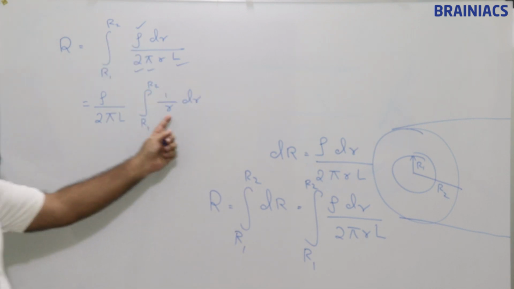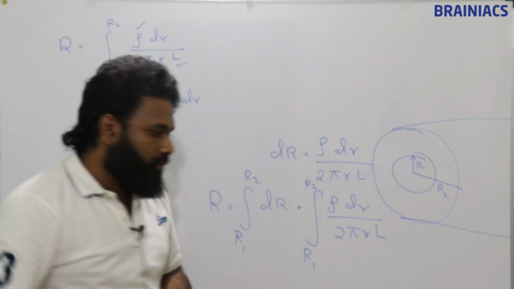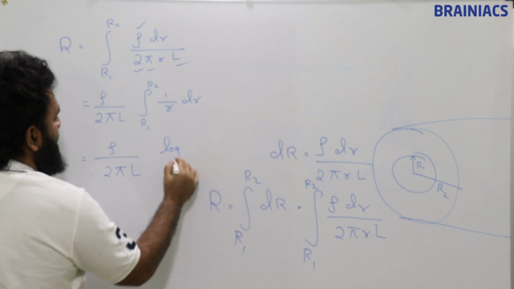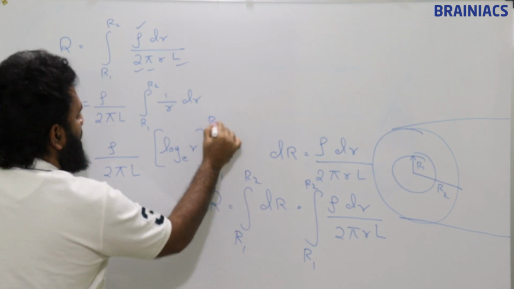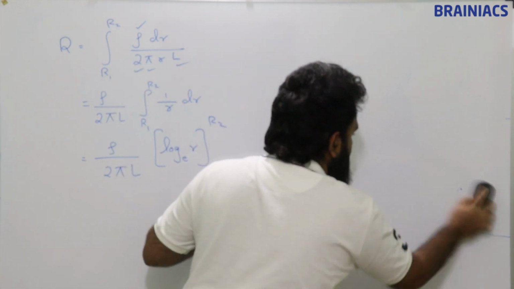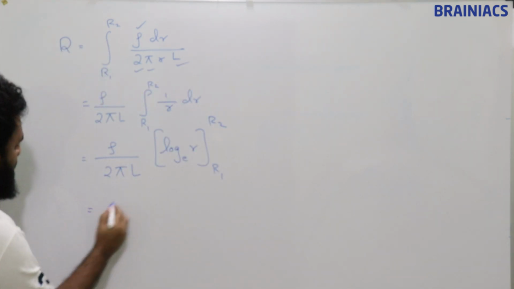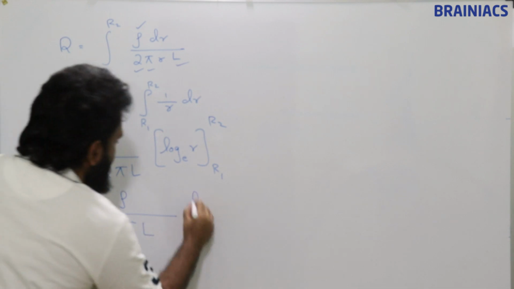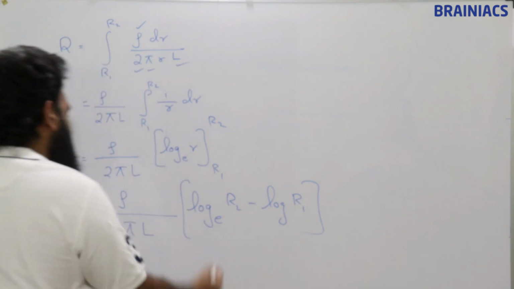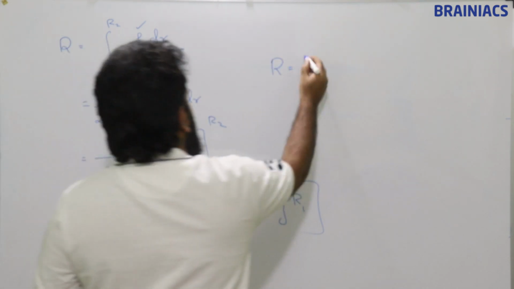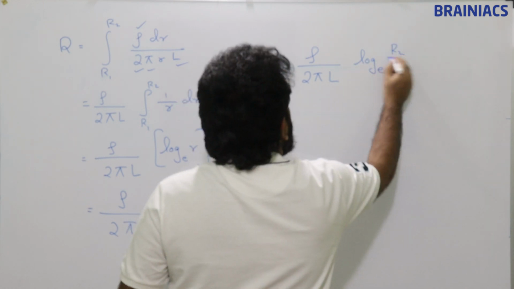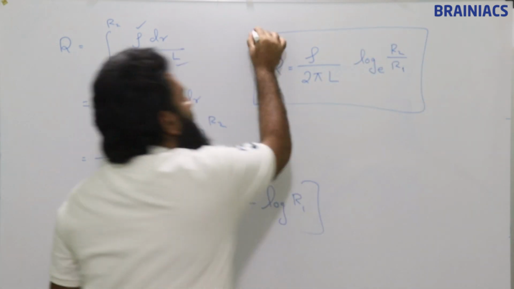It is very clear now. This r is varying from where to where? From R1 to R2. So rho by 2 pi L. What is the integral of 1 by r? That is log r. Putting the limit R1 to R2, rho by 2 pi L, log R2 minus log R1. So resistance R is equal to rho by 2 pi L, log to the base e, R2 by R1. So this is the answer for that question.